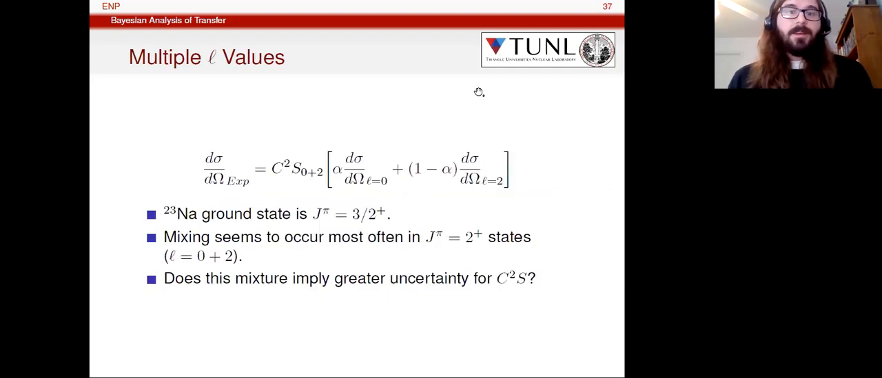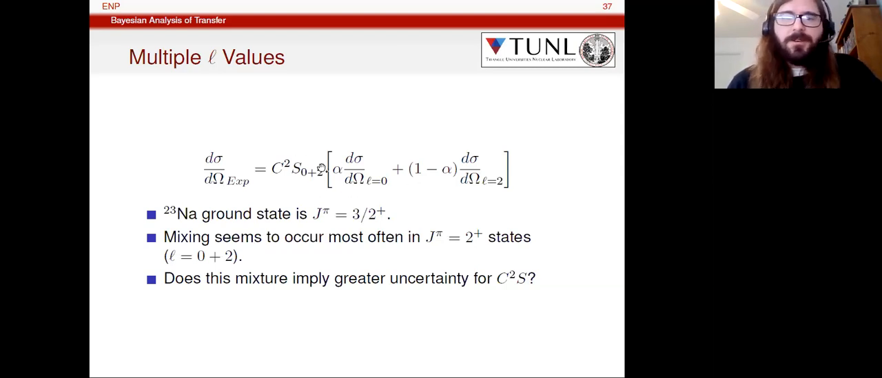Okay. Now, another wrinkle in this analysis that was interesting to explore in this framework is the fact that the ground state of sodium-23 is 3.5 plus, which means that any state can be formed where it's allowed through angular momentum. States can be formed with a mixture of angular momentum states. And this occurred a lot with all the 2 plus states in our spectrum, which showed something not quite like a pure L equals 0 transfer.